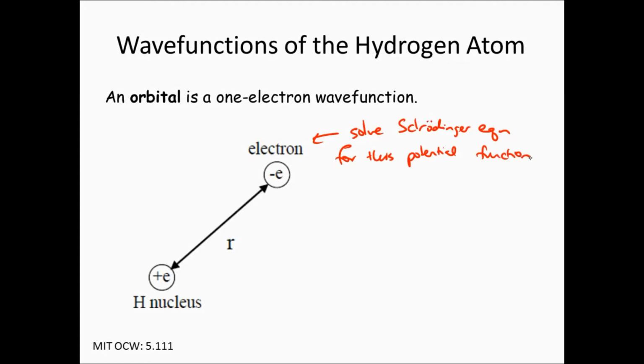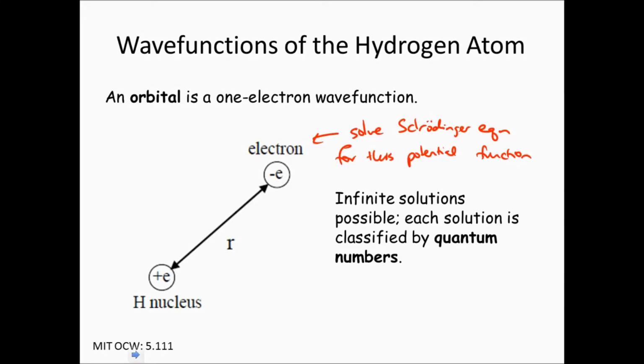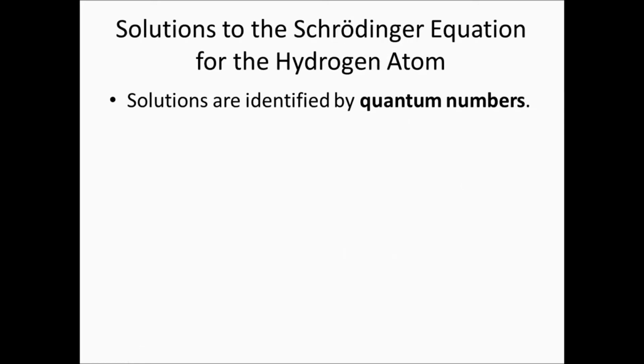function. Now, clearly I can't ask you to solve this, and there's a lot of intricacies in this that I'm not going to go through at all. But suffice it to say that there's an infinite number of different solutions. So these are wave functions that are possible, and each solution is classified by a set of quantum numbers.